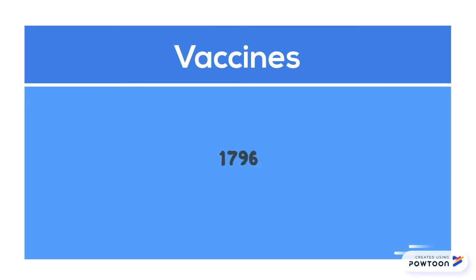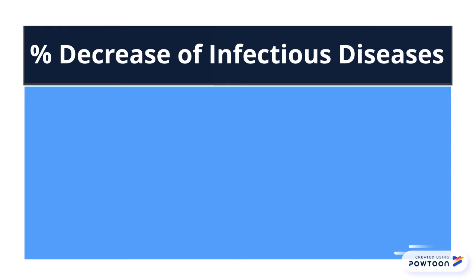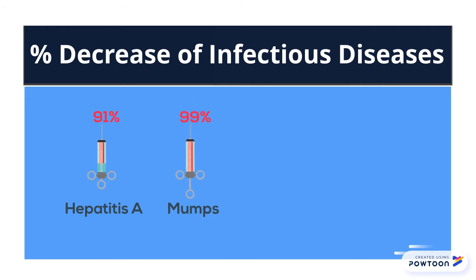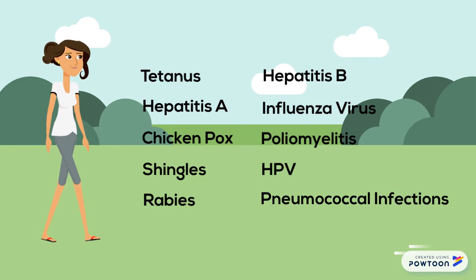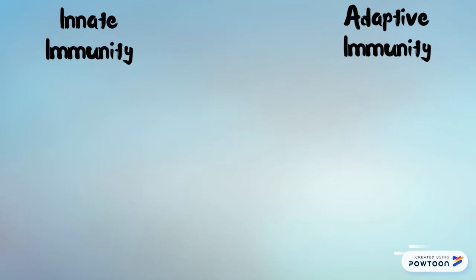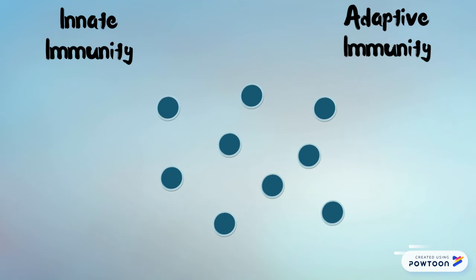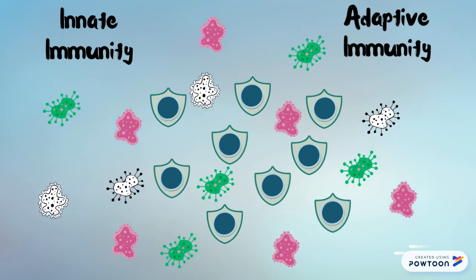Since the introduction of vaccines in 1796, the US alone has seen an overwhelming decrease in the rate of infectious diseases such as hepatitis A, mumps, measles, and diphtheria, to name a few. But how do vaccines help protect your body against these infectious diseases? Vaccines directly work with your innate and adaptive immune system in order to create a memory response that will allow your body to be protected if ever encountered by these foreign bacteria.